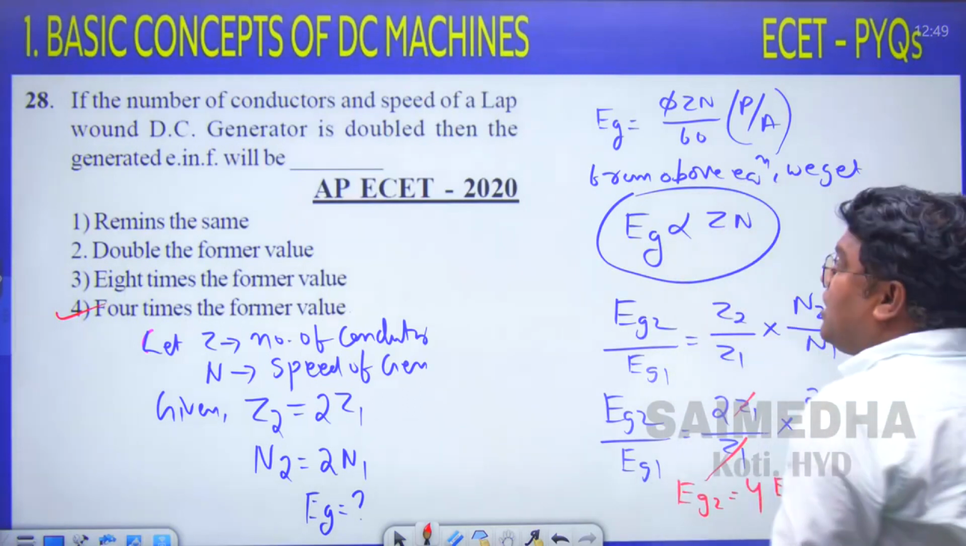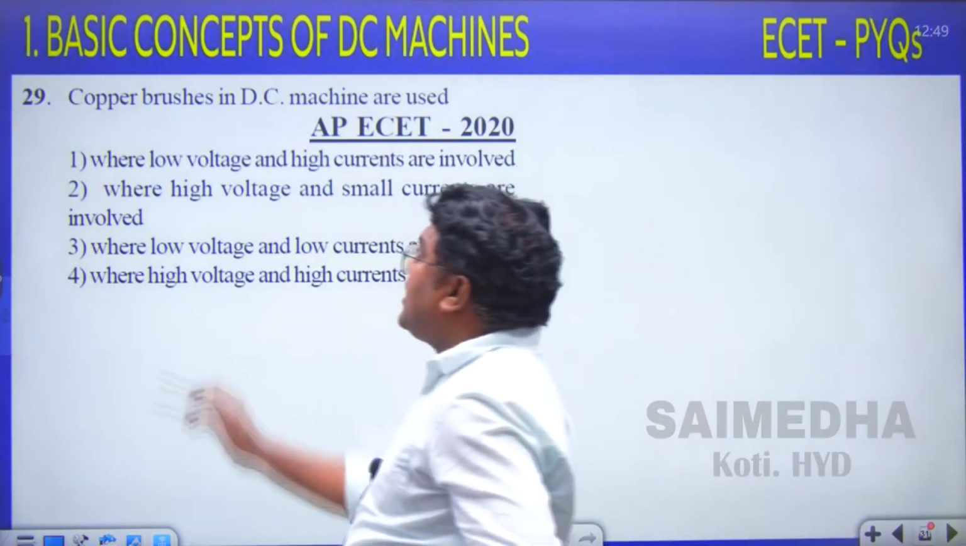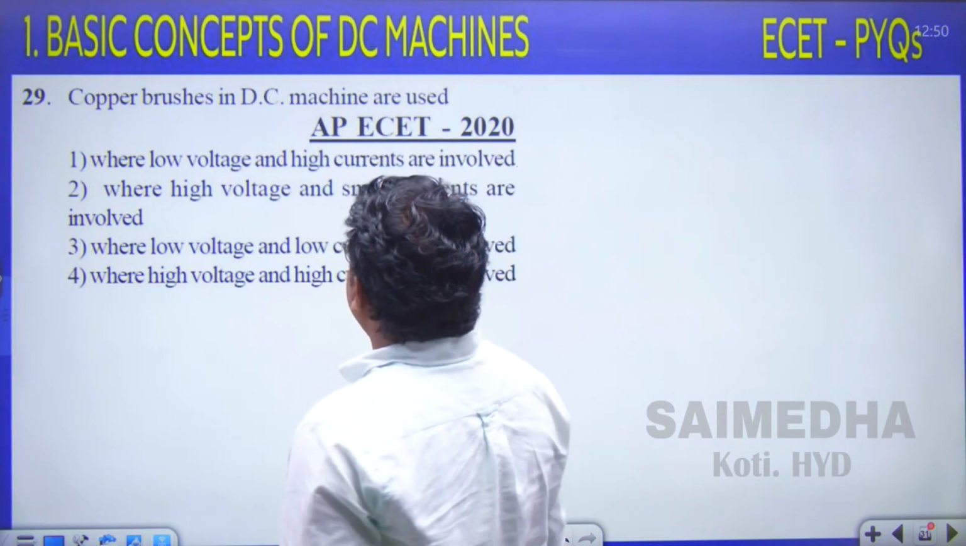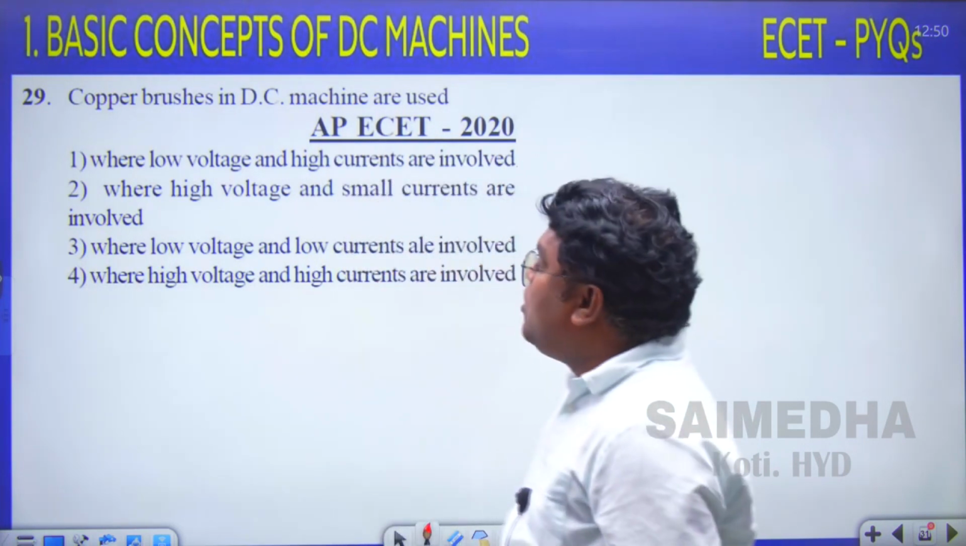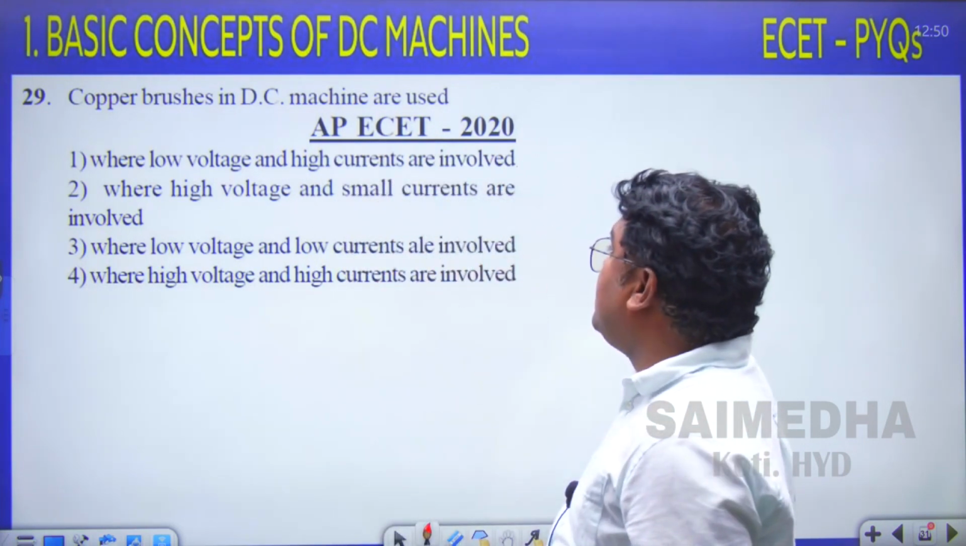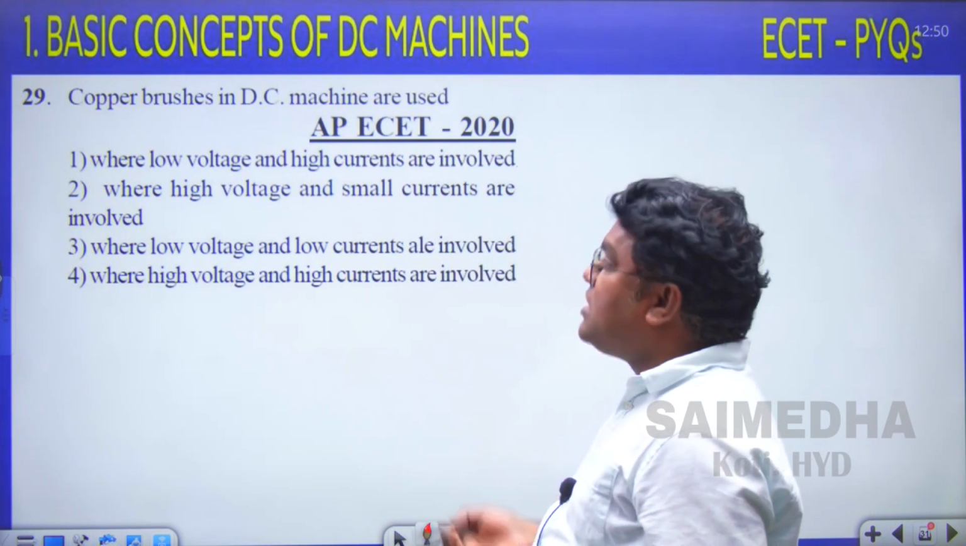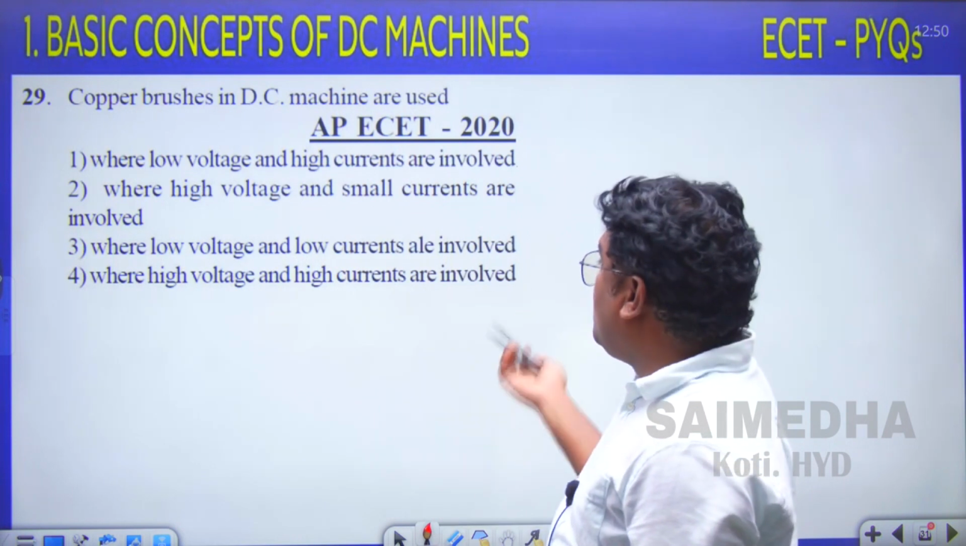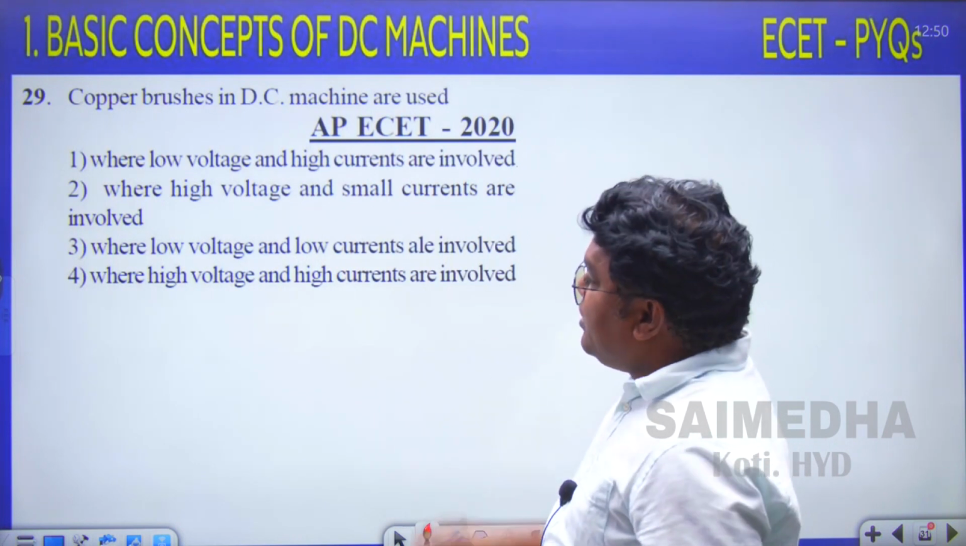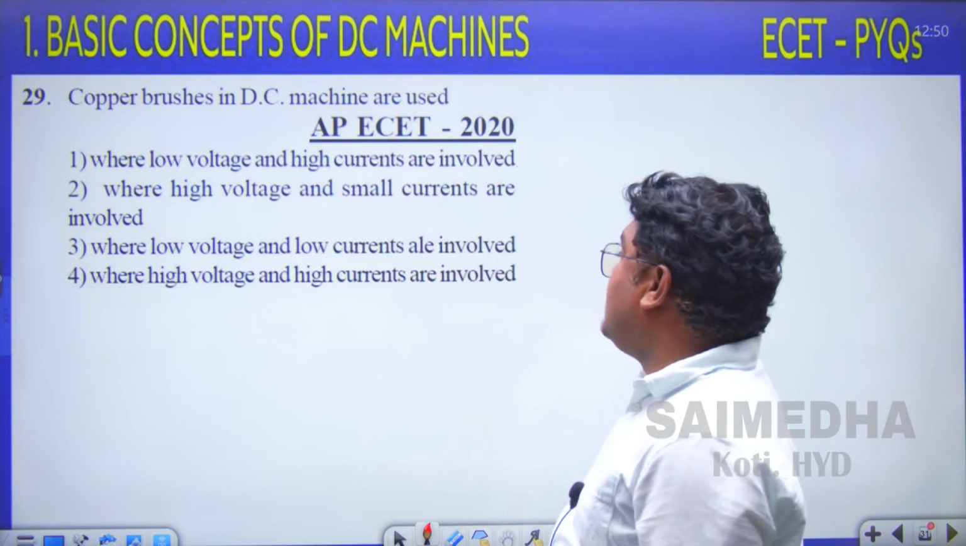And next one, let us solve question number 29. The copper brushes in the DC machine are used where low voltage and high current are involved, where high voltage and small currents are involved, where low voltage and low currents are involved, and where high voltage and high currents are involved.